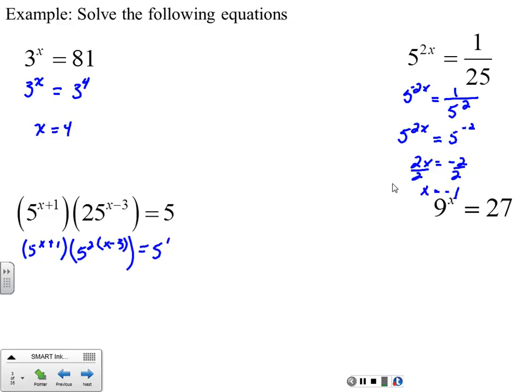Okay. This time we do have some simplifying to do because, look, we have a power raised to a power, basically, is what you're looking at. Power to a power, what do you do with the exponents? Power to a power, you multiply those exponents, so you're going to have 2x minus 6 is equal to 5 to the first power.